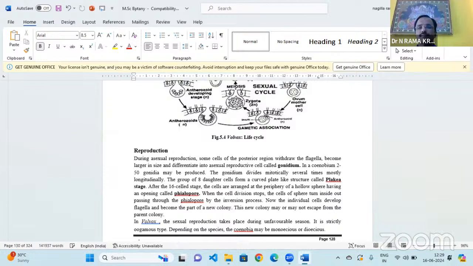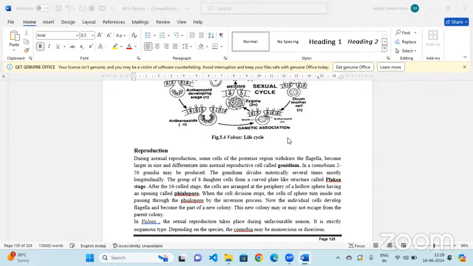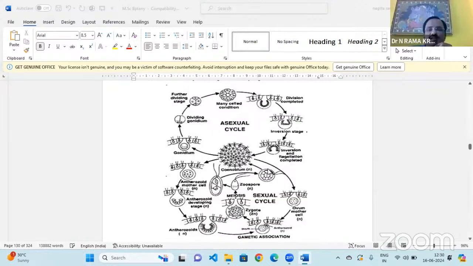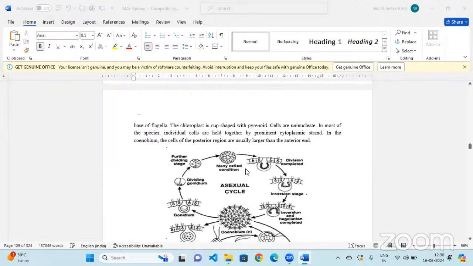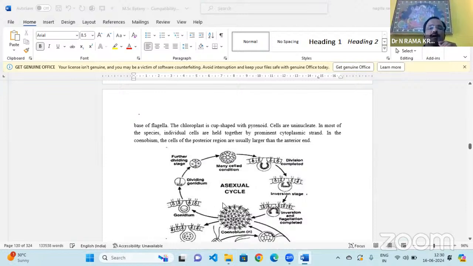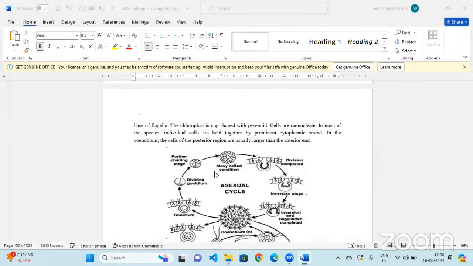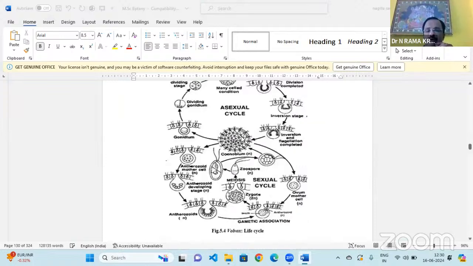Yes, voice is audible. What type of reproduction system are we looking at in Volvox? Oogamous, sir. Oogamous type, not asexual. In unfavorable conditions, we look at one special type of structure, which we call the gonidium, gonidia. Now you see the sexual reproduction system.